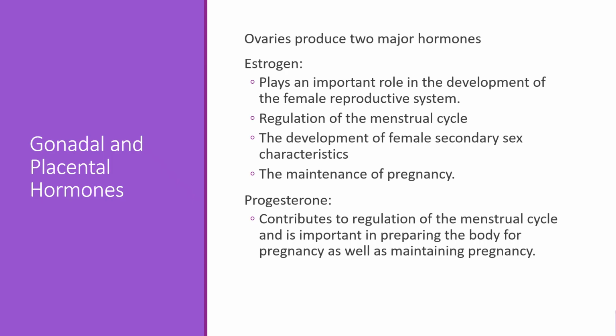Progesterone is the other hormone that is produced by your ovaries, and it contributes to the regulation of the menstrual cycle, and it is important in preparing the body for pregnancy as well as maintaining a pregnancy. So I always say progesterone begins with the letter P and pregnancy begins with the letter P. And so progesterone maintains a pregnancy.